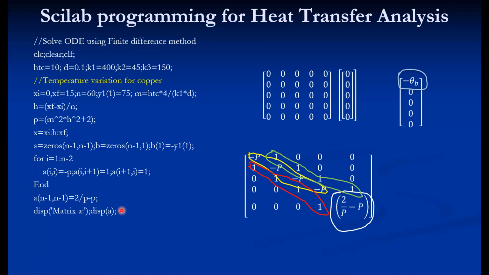Then we can display matrix A by the display command. Matrix B we can display. And now we have to solve this matrix. So that is the matrix size. This is the matrix size because it varies from 2 to n. So n value is 6, suppose. In our case, it is 60. So 2 to 6 values, and only for one column. So this is the matrix size.